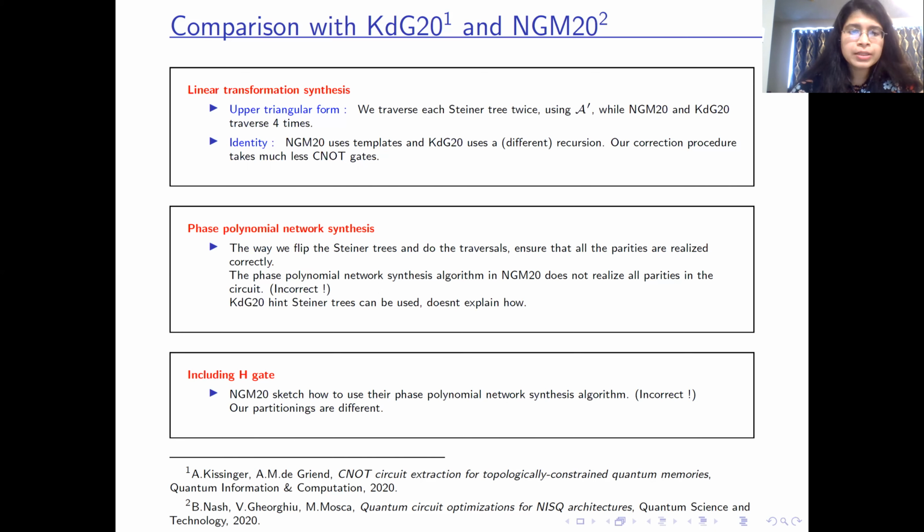Now for circuits which include the Hadamard gate, NGM20 sketch how to use their phase polynomial network synthesis algorithm, but it itself is not correct. However, our way of partitioning or slicing the circuits is quite different.